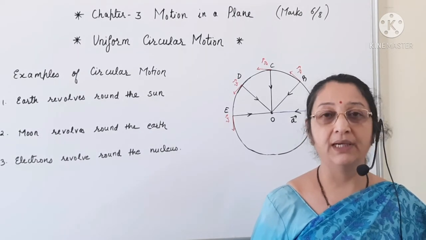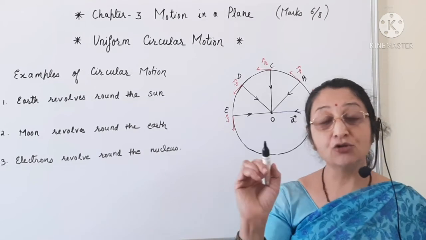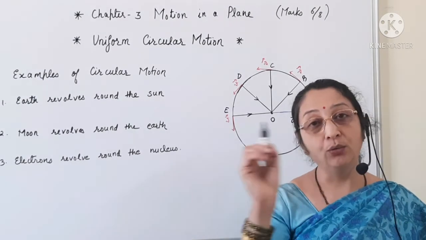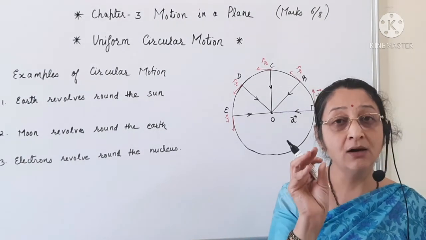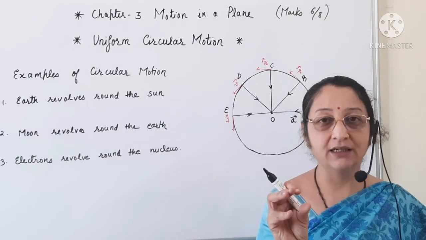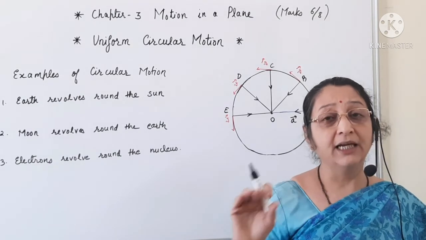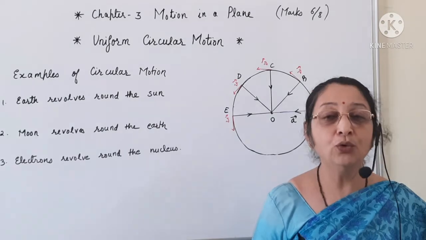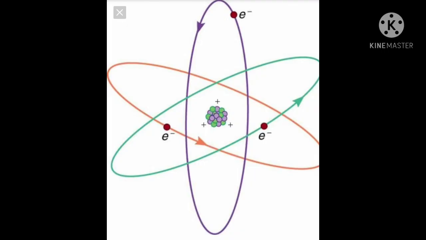The next example is that electrons are revolving around the nucleus. The nucleus is a positive part which is at the center of the atom, and the electrons are revolving around the nucleus. We see in the picture that the positive nucleus is at the center and the negative electrons are revolving around the positive nucleus.